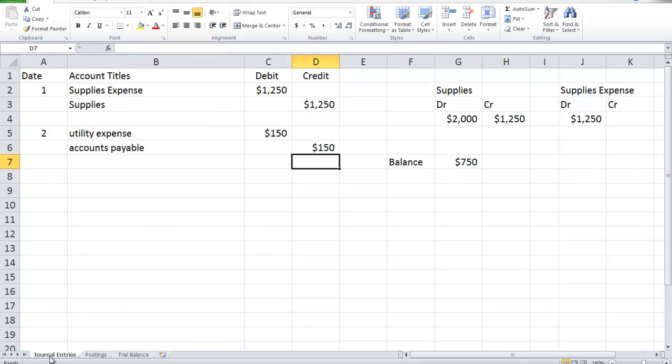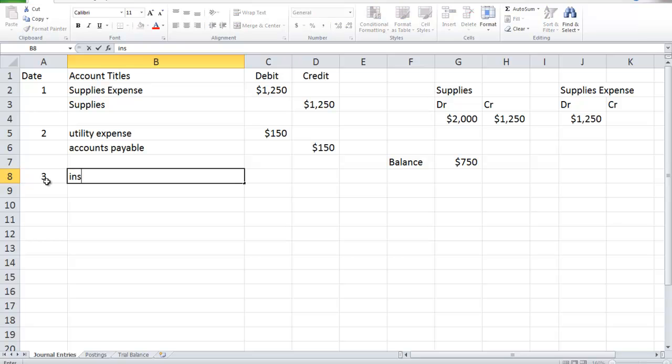Okay, so my next transaction, number 3, says the insurance policy is for a year. Meaning that if we look at the trial balance, the prepaid insurance policy that started on June 1st was for $3,000. The trial balance is as of June 30th, so one month's worth of insurance expense needs to be recognized.